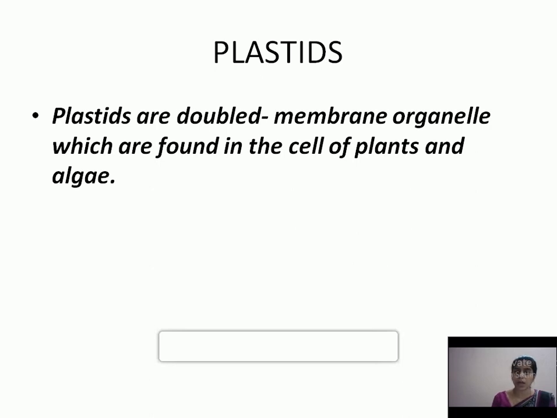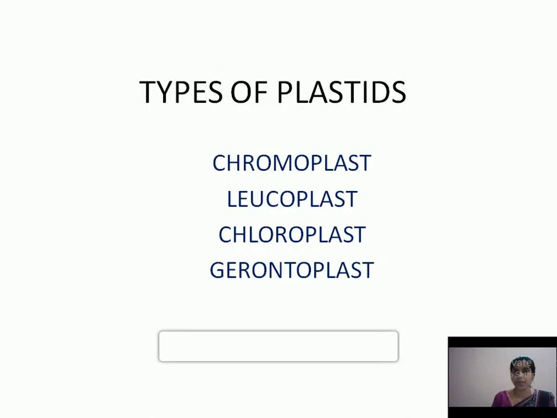Okay, and these plastids are of different types. There are mainly four types, and these are classified on the basis of presence or absence of biological pigment, not a cell organelle, biological pigment. Biological pigment means chlorophyll. The first one is chromoplast, then leucoplast, chloroplast and gerontoplast. These are the four main types of plastids, not more than five.